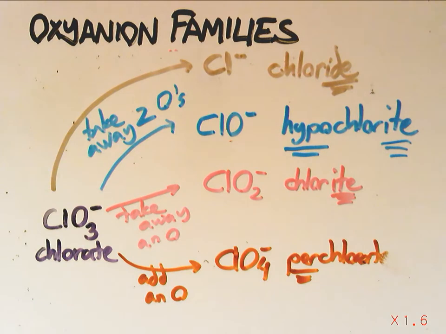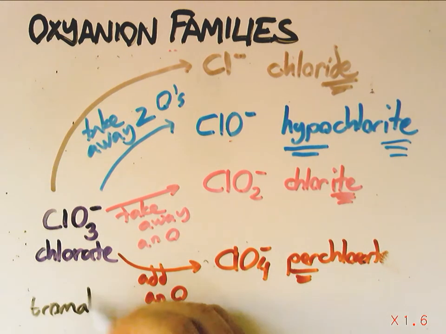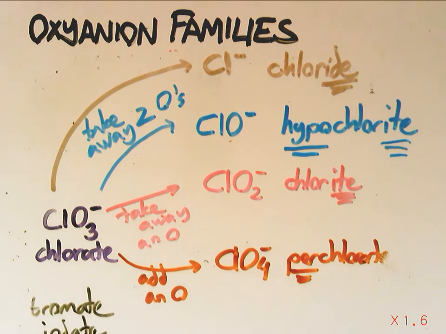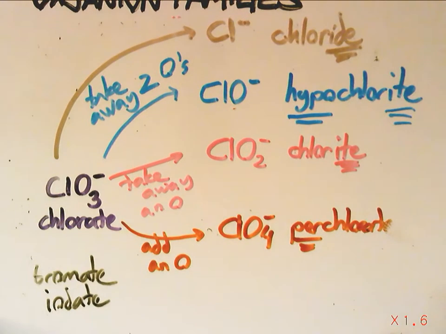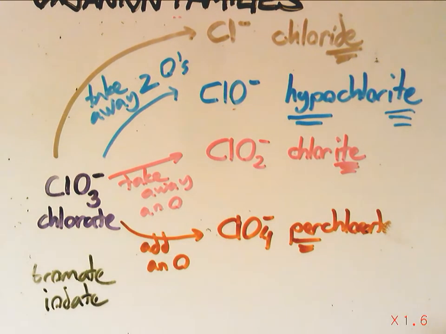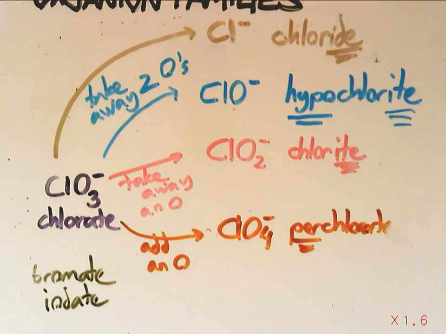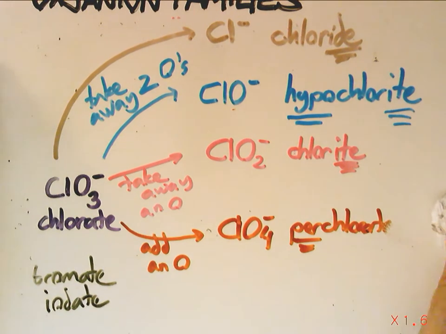So you can try practicing this. Try practicing it with, for example, bromate and iodate. Try yourself to write down the entire family for these two, which are pretty much identical to what we have here. So those are some ways to derive many other ions from the head of the family, the ATE ion.